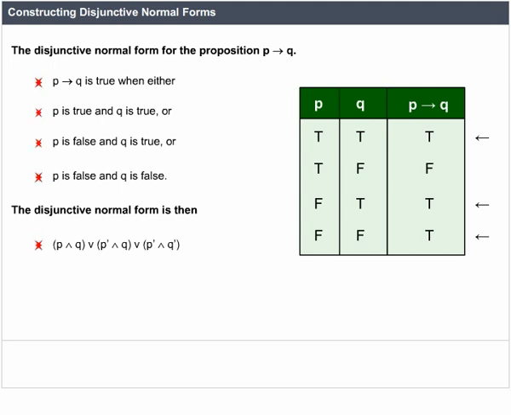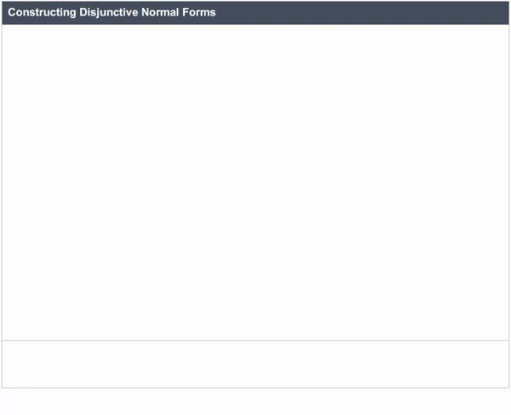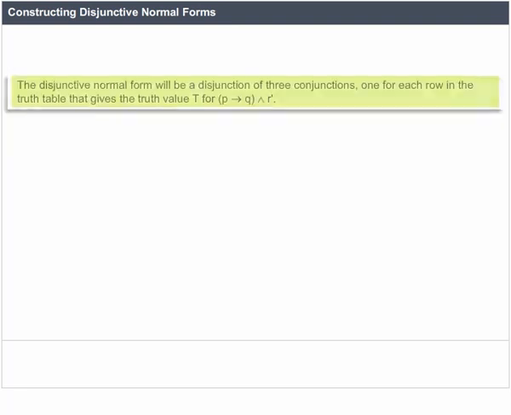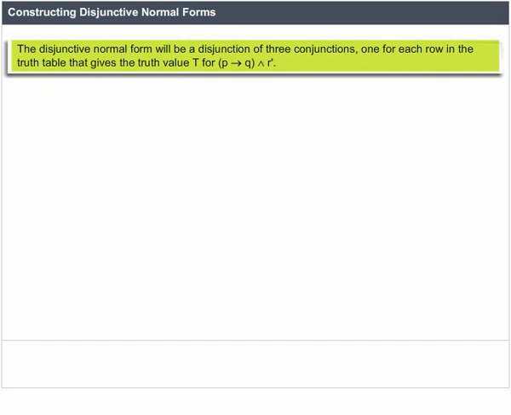Constructing disjunctive normal forms. The disjunctive normal form will be a disjunction of 3 conjunctions, one for each row in the truth table that gives the truth value T for P implies Q and R dash. These rows have been boxed.